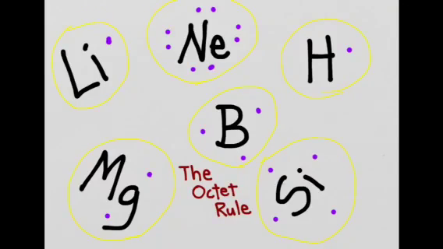In this video, I'm going to introduce the octet rule, which is very important for understanding why elements gain a net charge. I lifted this frame directly from our video on Lewis structures, and it shows 6 elements with their valence electrons arranged as an electron dot diagram. Now, if I were to ask you which one of these elements looks fat and happy, which one would you pick?